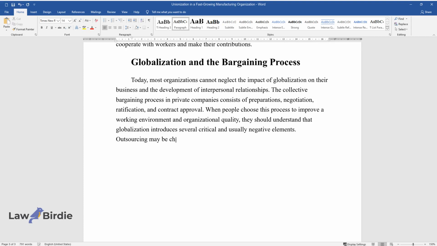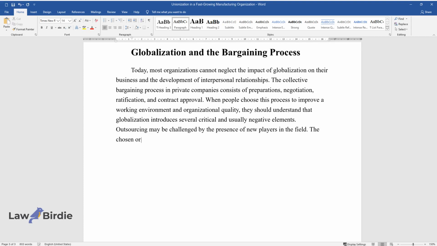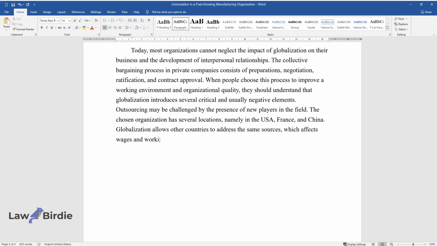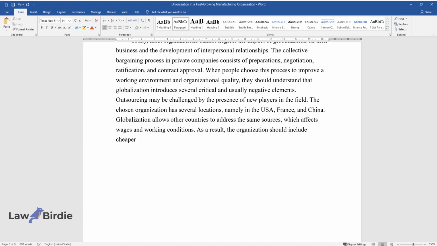Outsourcing may be challenged by the presence of new players in the field. The chosen organization has several locations, namely in the USA, France, and China. Globalization allows other countries to address the same sources, which affects wages and working conditions. As a result, the organization should include cheaper labor during its bargaining process, which is not convenient for employees.